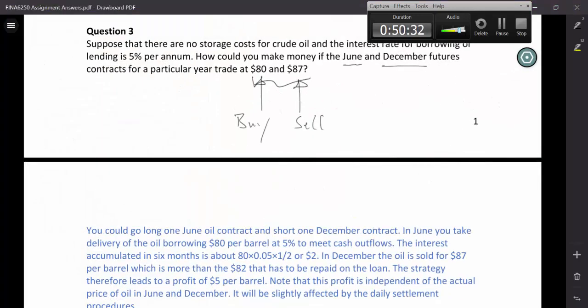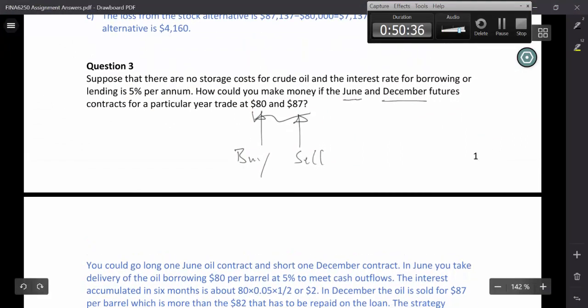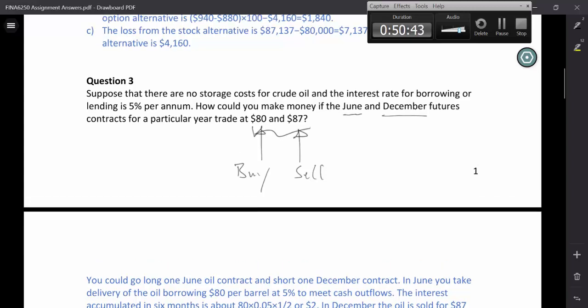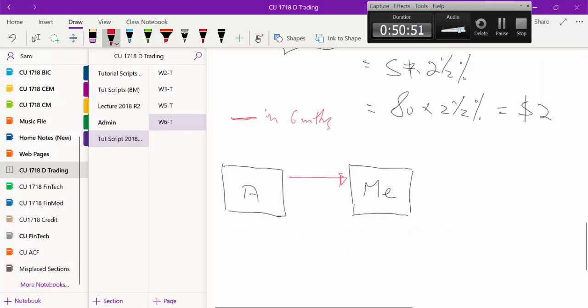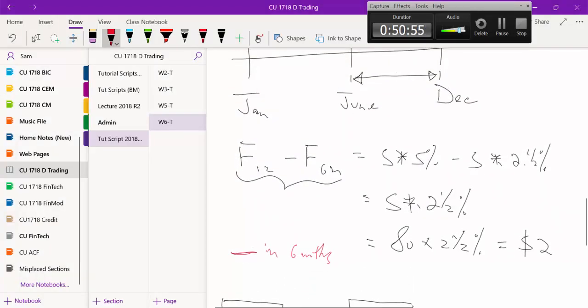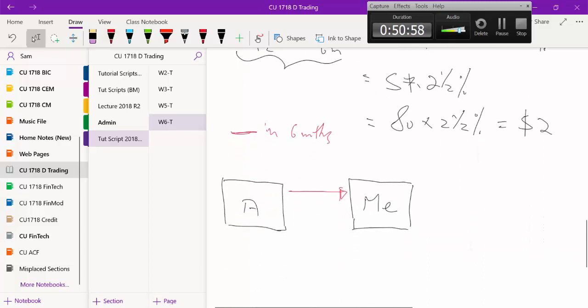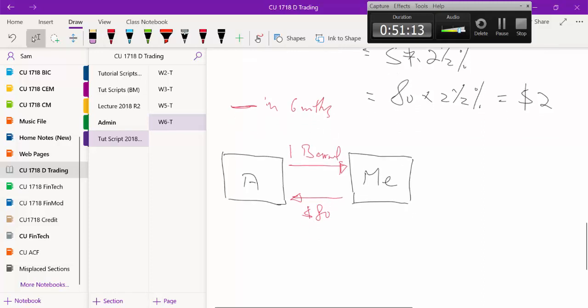What am I paying again? 82, wasn't it? No, 80. Oh my God. So what you can do, in fact, the forward price is 80, not the spot price. But anyway, so I buy at 80, so I get 1 barrel. And now at this juncture, at this point in time, 6 months later, I have to borrow that $80. Okay, not right away, but 6 months later, I'm going to borrow that money, $80.